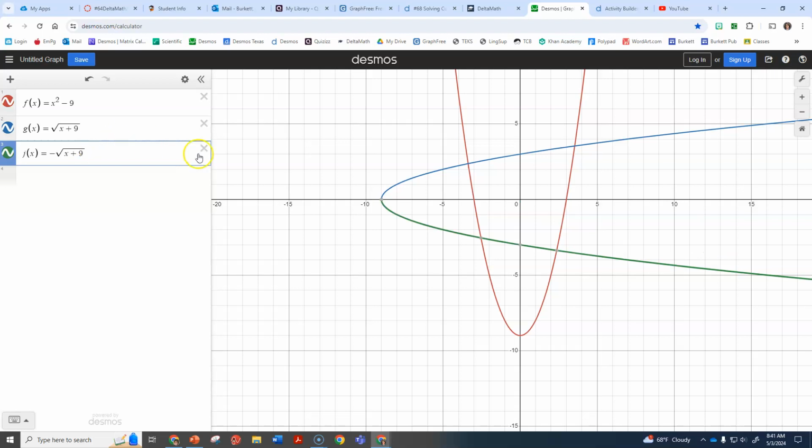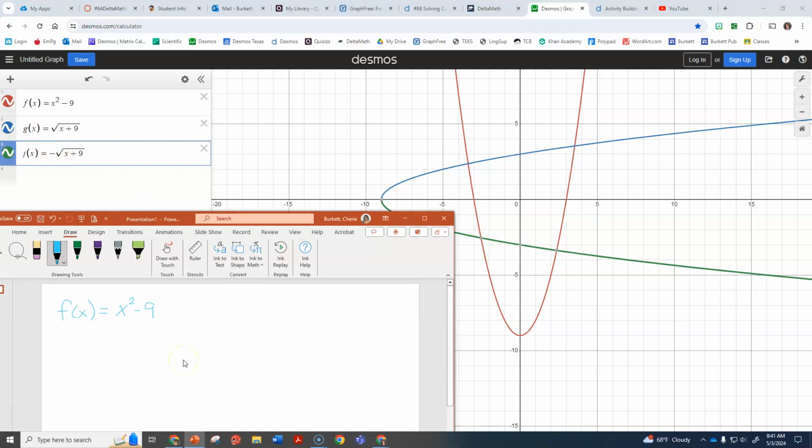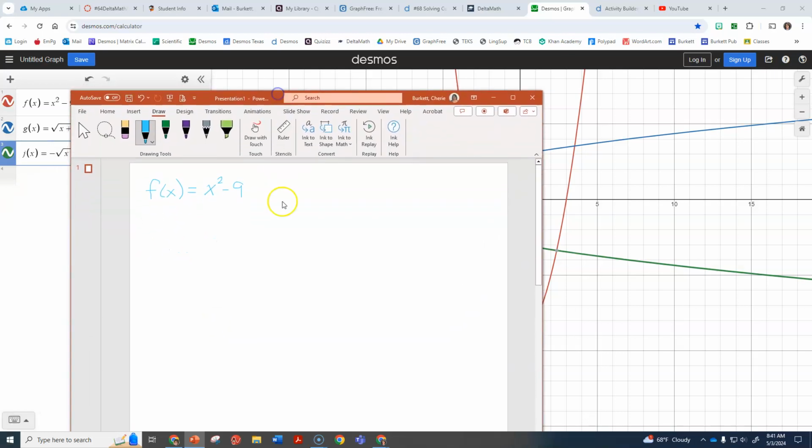Okay, so now we see that if you're typing it on Desmos, to get the full inverse, you have to do both the positive and the negative. If you're writing it, here's how you'd find it.